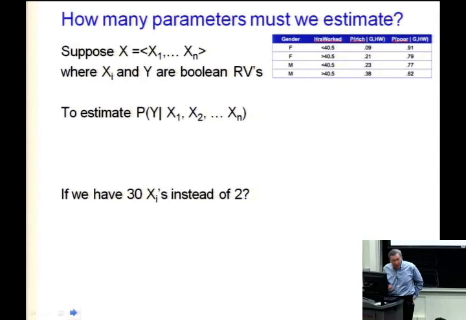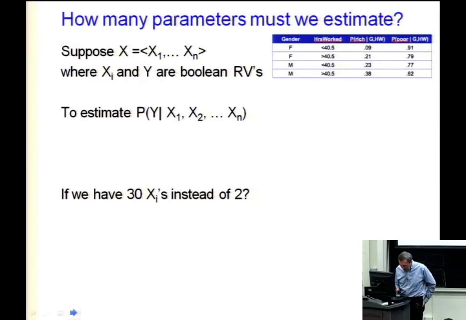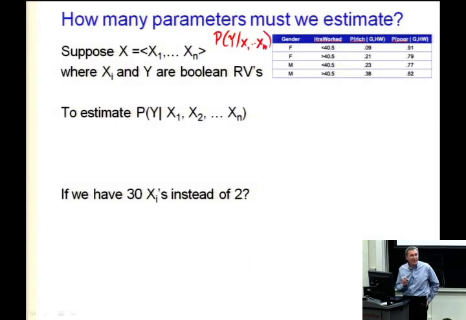So let me just ask you then, suppose in general I'm interested in learning the probability of y given x1 up through some xn. Suppose I have n features that I'm interested in. And so I want to build a table, for example, like the one we're just talking about. Then how many parameters do I have to estimate? Well, in this table, how many parameters do I have to estimate?